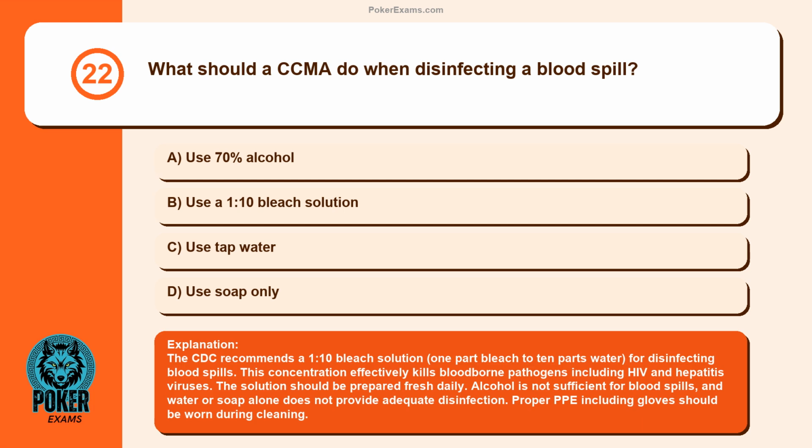The CDC recommends a 1:10 bleach solution, 1 part bleach to 10 parts water, for disinfecting blood spills. This concentration effectively kills bloodborne pathogens including HIV and hepatitis viruses. The solution should be prepared fresh daily. Alcohol is not sufficient for blood spills, and water or soap alone does not provide adequate disinfection. Proper PPE, including gloves, should be worn during cleaning.